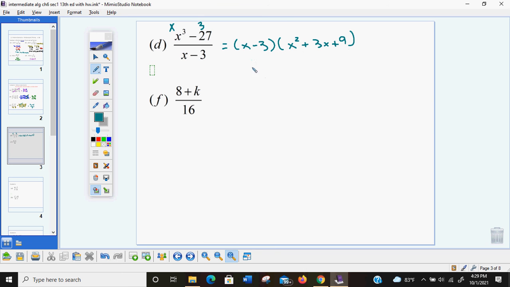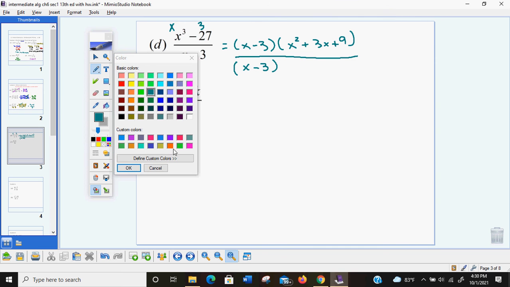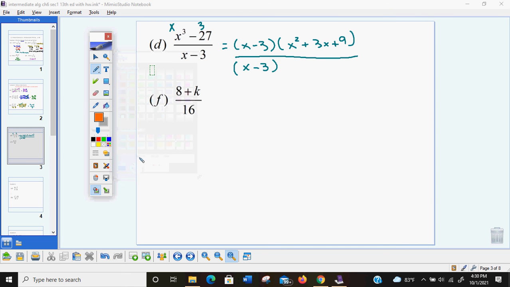3 squared is 9. Now on the bottom, I don't have to factor that. It's already done. X minus 3, there's no squares, nothing we can take out, so it's done. Then after I factor top and bottom, then I want to look at it and say, okay, these match. I can cancel them out. So my lowest terms is going to be x squared plus 3x plus 9.